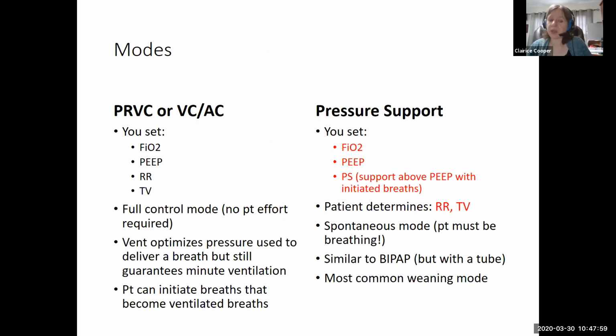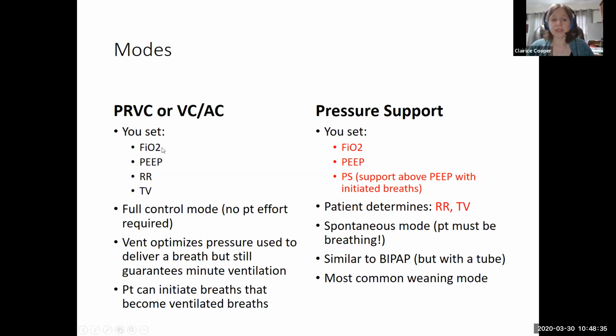So contrasting PRVC, which you now should be very familiar with, with pressure support, which is the most common mode used for weaning. PRVC is a full control mode, meaning no patient effort is required. The patient could be chemically paralyzed, they could be brain dead, they could be fully sedated, fully anesthetized, and this will take care of everything they need. Whereas pressure support is what's called a spontaneous mode. So the patient needs to be breathing, they need to be initiating their own breaths.